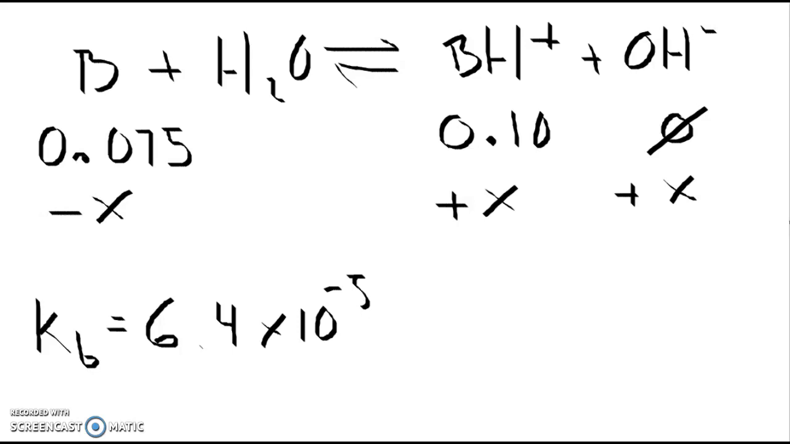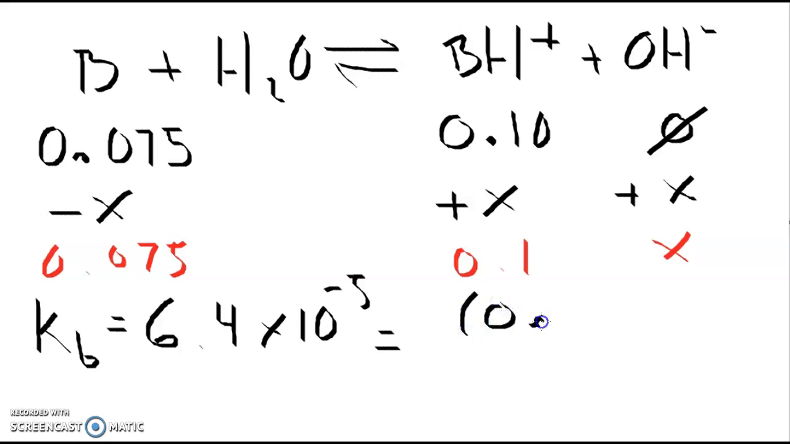Switch over to a different color. 0.075. My 0.1 plus x is still basically 0.1. And then 0 plus x, that's going to be the x. So I'm going to set up my KB expression. KB is going to be the BH plus times OH minus divided by the base concentration. So I'm going to put in the actual numbers.